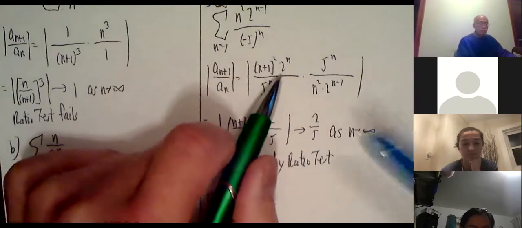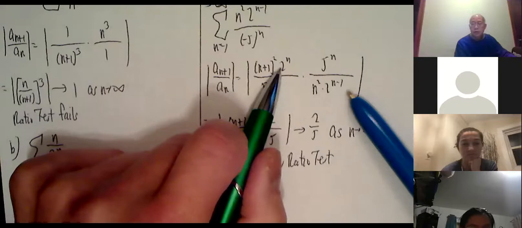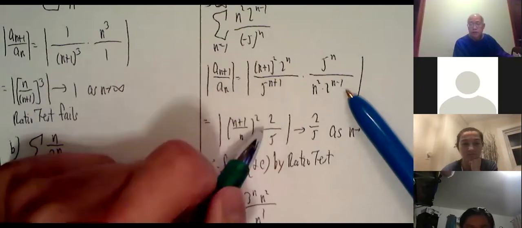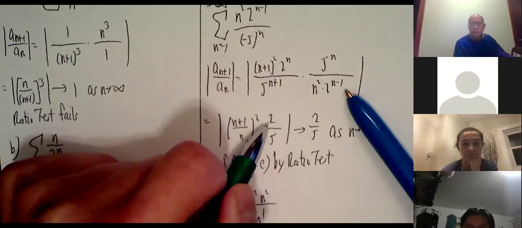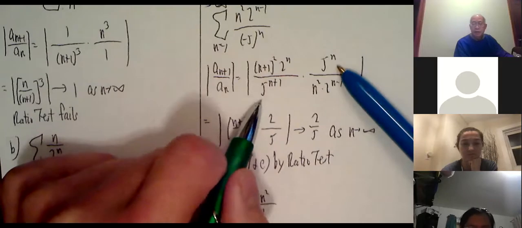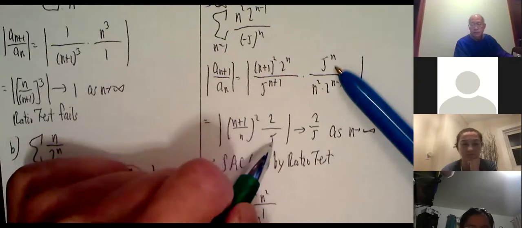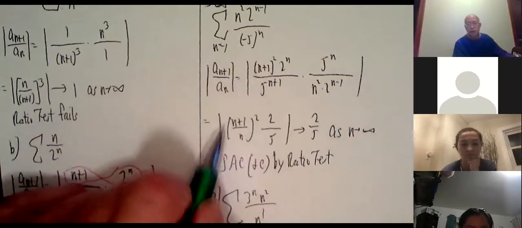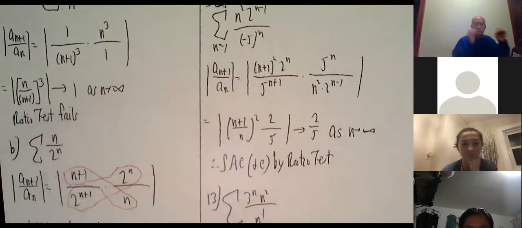Okay, look at the 2 stuff. 2 to the n, 2 to the n minus 1. If you divide, you have a 2 on top. How about the 5 stuff? That and that. You're left with a 5 on the bottom. And then n plus 1 squared over n squared, write it as n plus 1 over n squared. Okay.